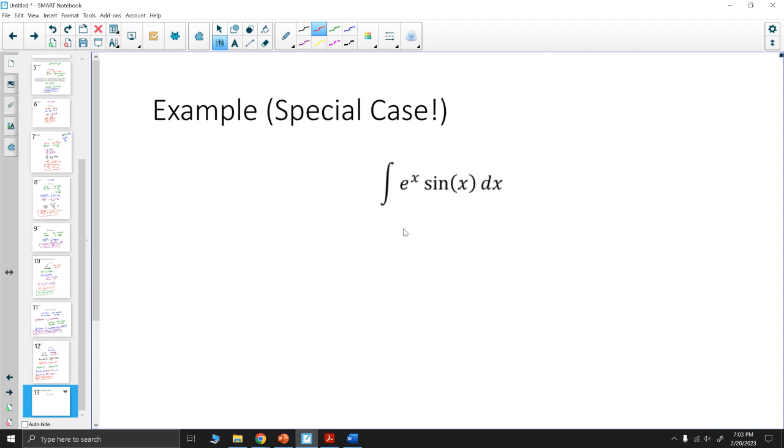Okay, now here is a new problem: e to the x and sine x. Now neither of these are going to get better as we integrate them or as we derive them, correct? Essentially, e to the x is just e to the x over and over again, and sine becomes cosine, becomes negative sine, etc. So it doesn't really get better either, but it at least changes. So in that case, I'm going to try that to be my u. So u is sine x.